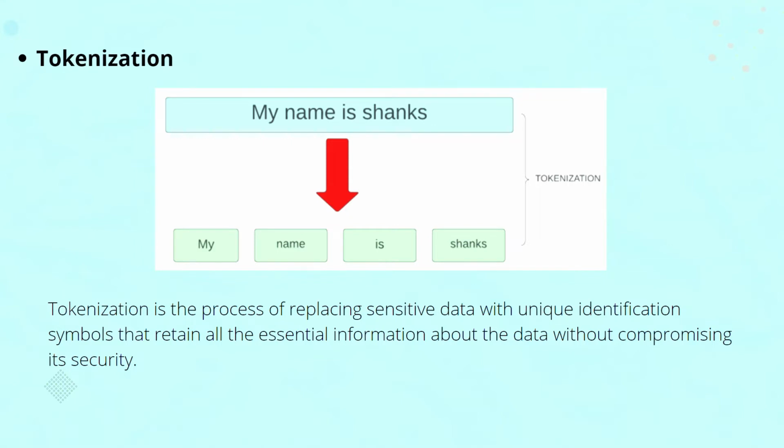In this process, the replacing of sensitive data with unique identification symbols that retain all the essential information about the data without compromising its security is done. For example, if we have the sentence "my name is Shanks", it would be converted into a block of words: my, name, is, and Shanks. So it is dividing the words one by one. This is known as the tokenization of data.